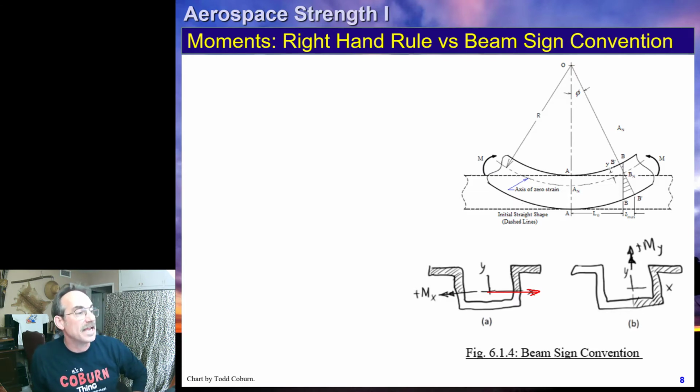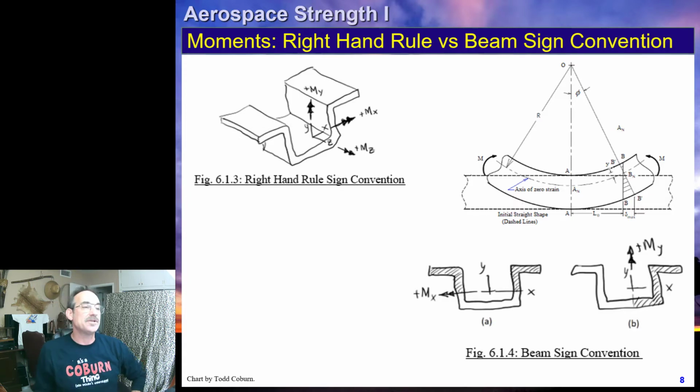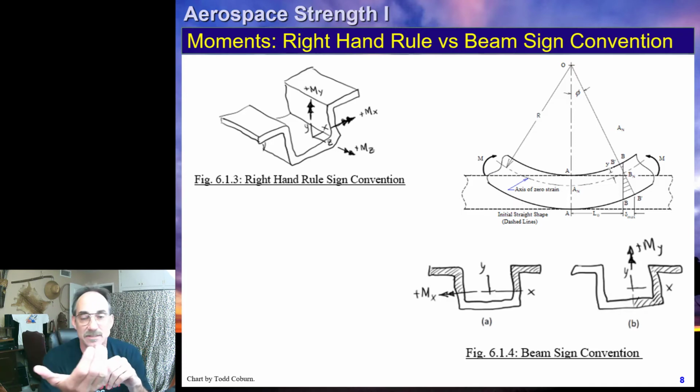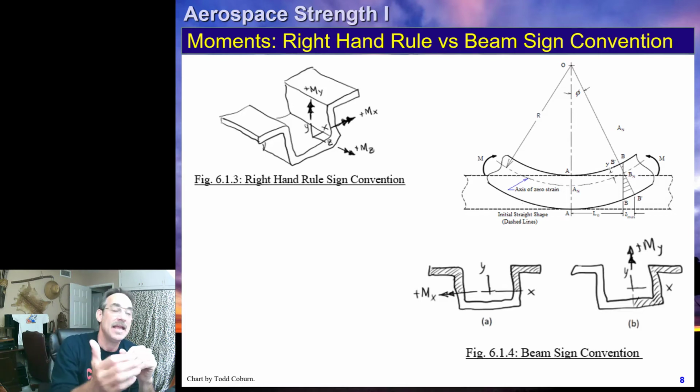Beam sign convention says the other direction is positive. So this moment here is positive because we're using beam sign convention. If we use right-hand rule, we draw our x, y, z coordinate system, and a moment is called positive if the thumb points toward the positive axis. Positive x-axis, positive y-axis, positive z-axis. In that case it is bending, which is negative in beam sign convention. You've got y bending, and you've got a torque on this. Okay?